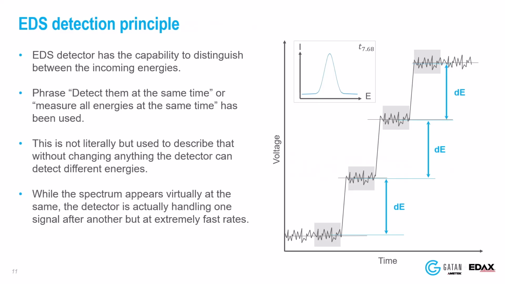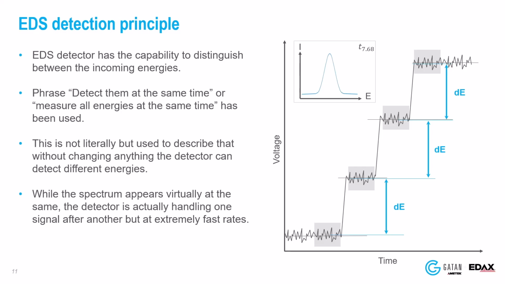Looking closer at the readout of the voltage of the EDS detector, we can see on the right-hand side some noise followed by a steep voltage increase proportional to the respective energy. When learning about EDS and WDS for the first time, the difference between the two techniques is often mentioned to be that the EDS detector can detect all energies at the same time. Phrasing it this way can be a bit misleading.